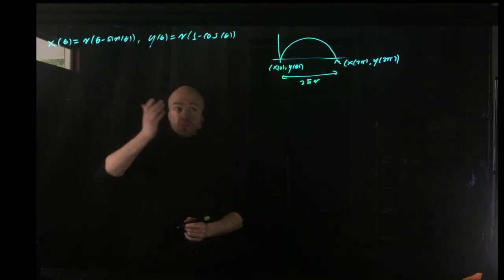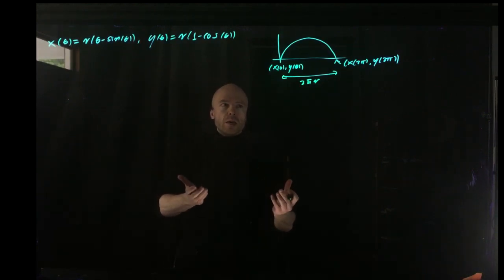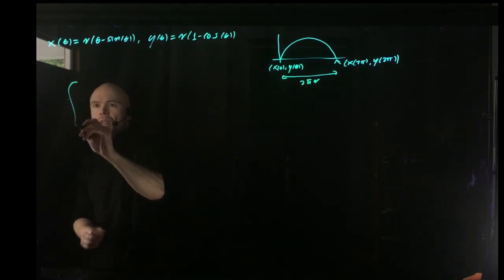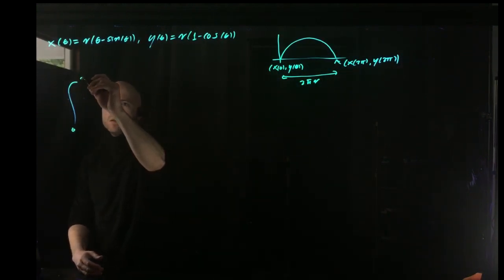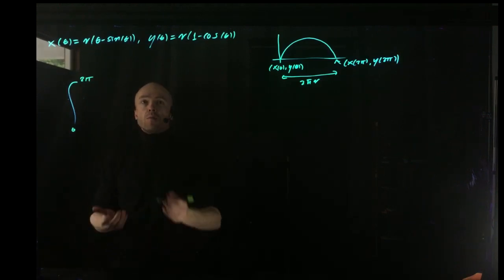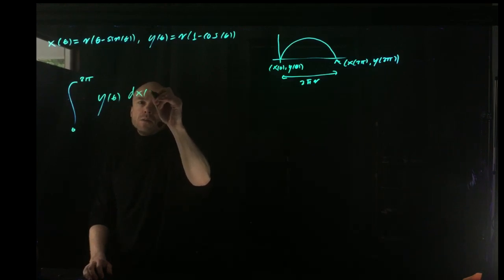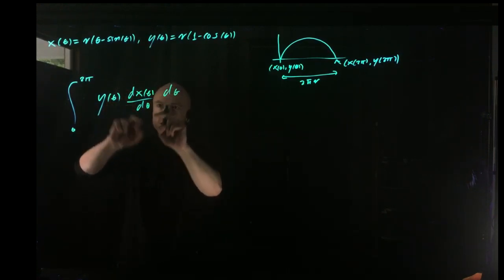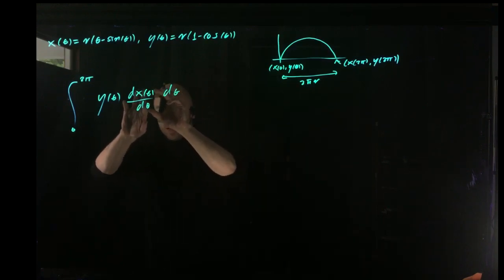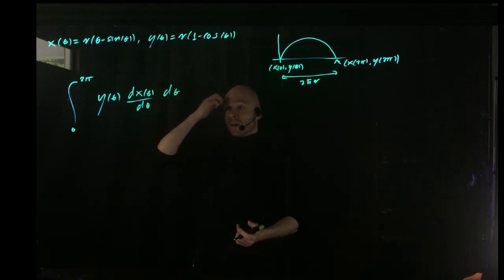All right, so we know that we can't just simply integrate y of t. It's meaningless to do that. We have to integrate over a period of time, right? And the period of time has to be from where we are here to where we are here. So it's from 0 to 2 pi. And then what is the thing? Well, it's going to be y of theta times dx by d theta, d theta. Again, this is the height, and this is the rescaling of the x-axis by x of theta. And then we integrate with respect to d theta, of course, because everything's in terms of theta. All right, so that's our formula.